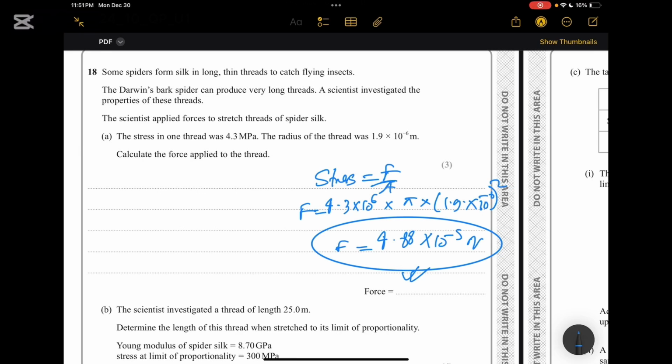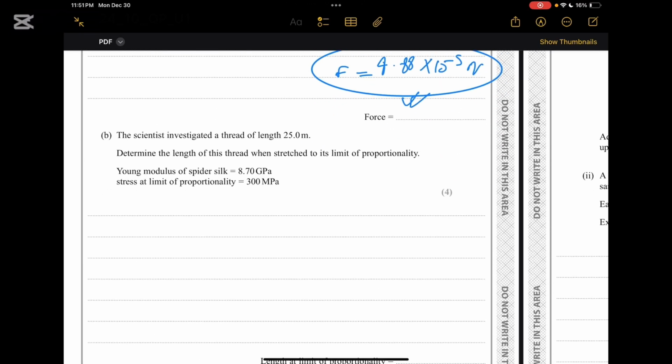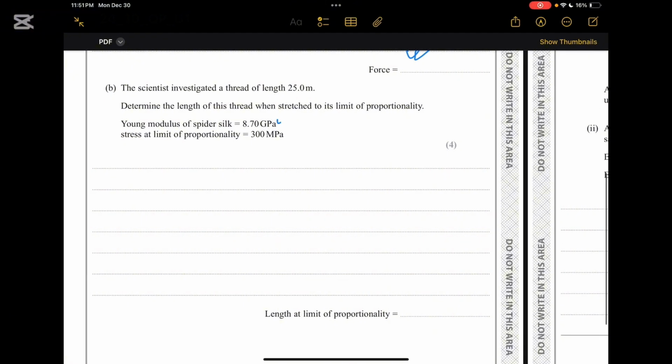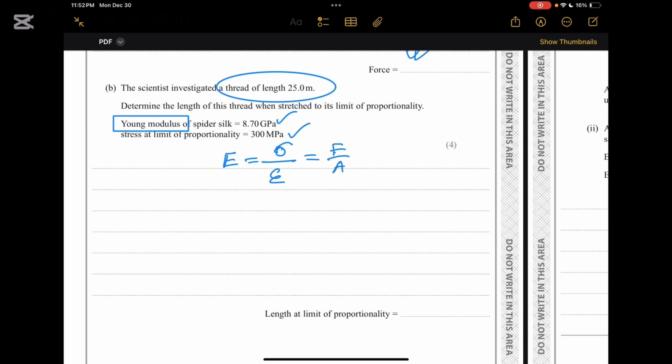Alright, we are done with question number 18A. Now moving forward to question number 18B. They have given us the Young modulus and stress and a thread of length. So this is the length. When they have given us the Young modulus, what I will first do is write the formula of Young modulus. E is equal to stress by strain. So the formula is force per unit area into L by del x. This is the formula of Young modulus, right?